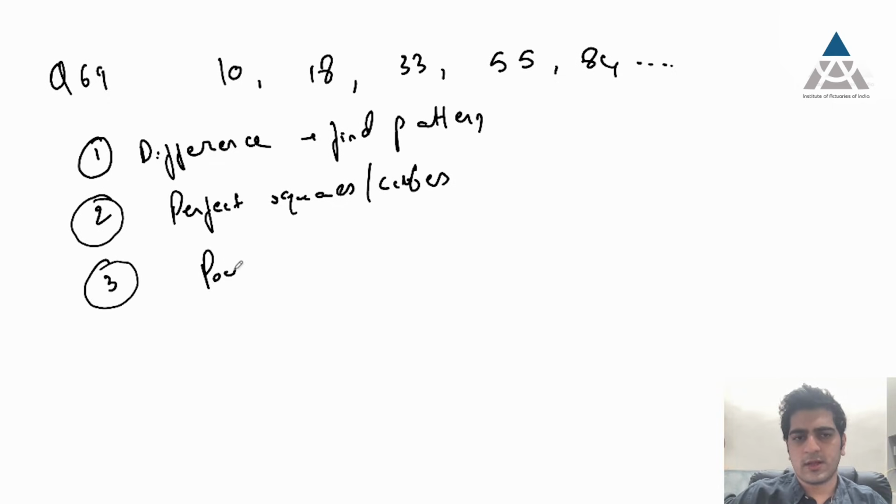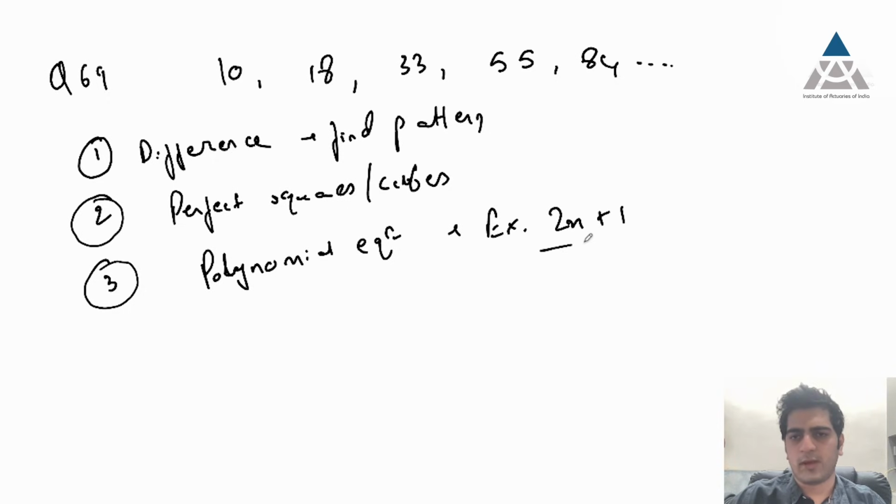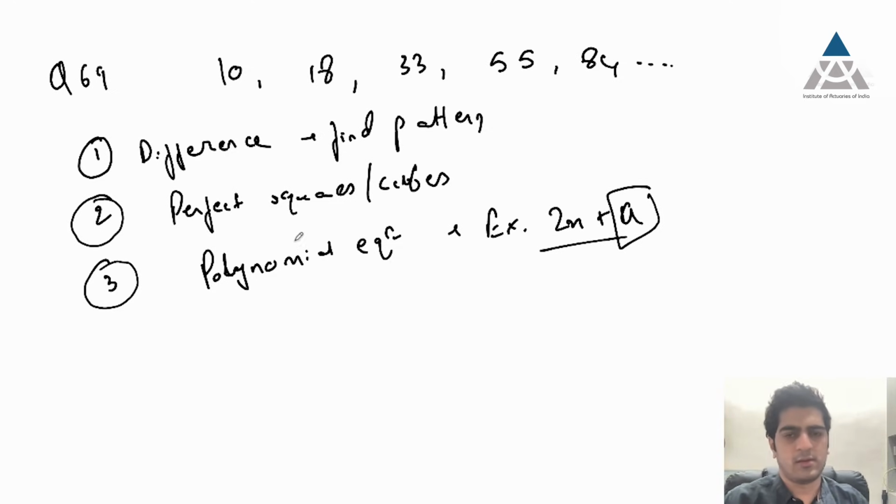some polynomial equations, like something like, not a very difficult one, but something like, example, 2x plus 1. So each number is twice your current number and then you add something or you subtract something. So 2x plus a type of thing. So these types of equations you can try and find, and usually among these you should be able to find a common pattern.